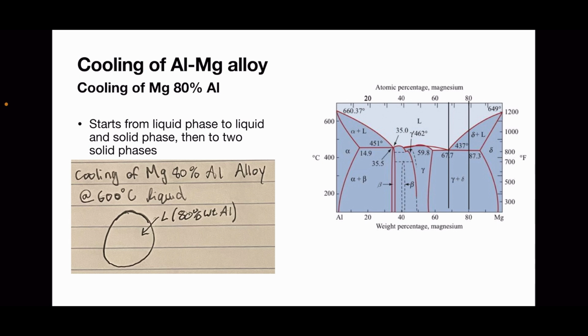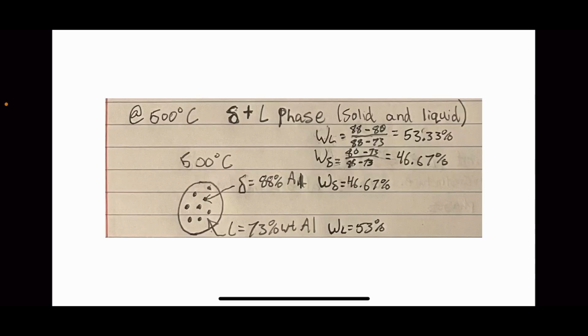At 500 degrees Celsius, we are in the solid and liquid phase. We can see that in its microstructure the solids are drawn in and mixed in with the liquids. The liquid in this microstructure takes up 53.33%, and the solid takes up 46.67%.